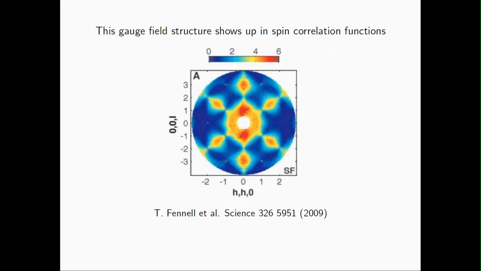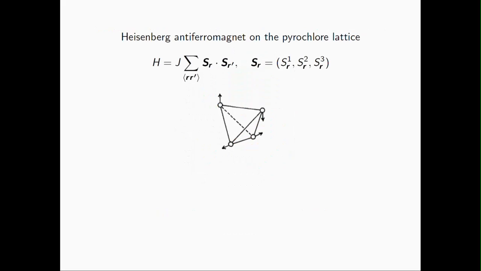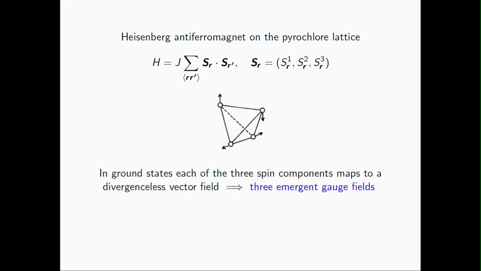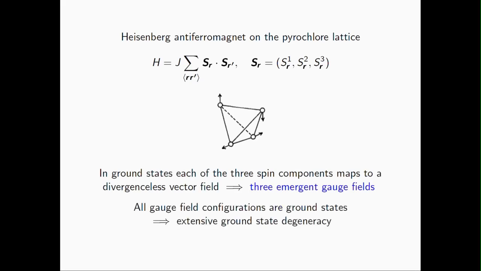Now this spin ice has arisen because spins have been forced to lie along certain axes in the pyrochlore lattice. Without this anisotropy, we might want to think about the Heisenberg model on the pyrochlore lattice. So let's keep it classical. These spins are now 3 component vectors, and I'll restrict here to nearest neighbor interactions. In ground states, each of the components of the spins maps to a divergenceless vector field, and consequently they're labeled by not 1 but 3 emergent gauge fields. Again, all of the gauge field configurations are ground states.